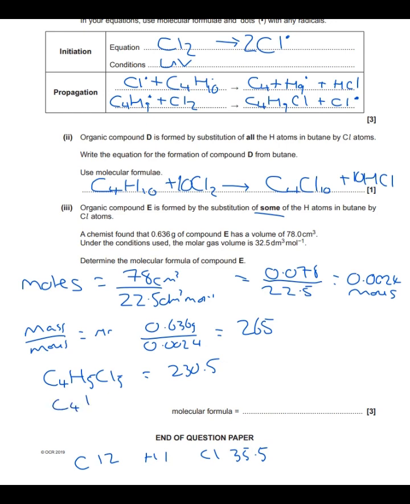So the next one, C4H4Cl6. So the molecular mass, we've got 1 more chlorine, so we add 35.5 onto that, which would be 266. But we've lost 1 hydrogen, so that's going to be 1 lower. So that's going to be 265. So the molecular formula is C4H4Cl6.